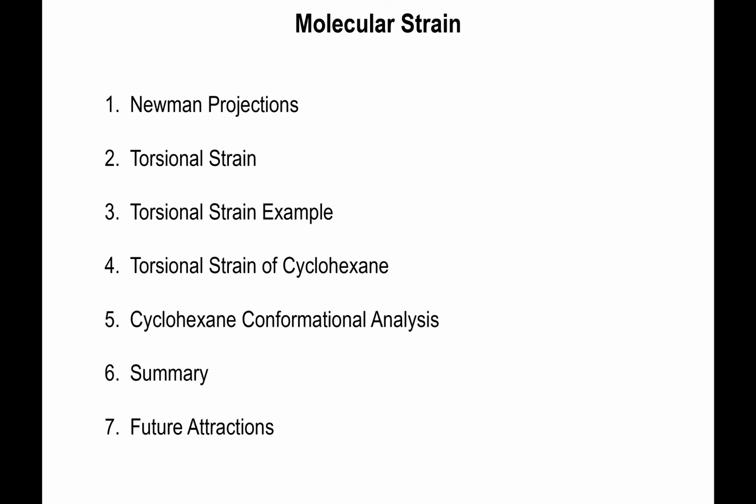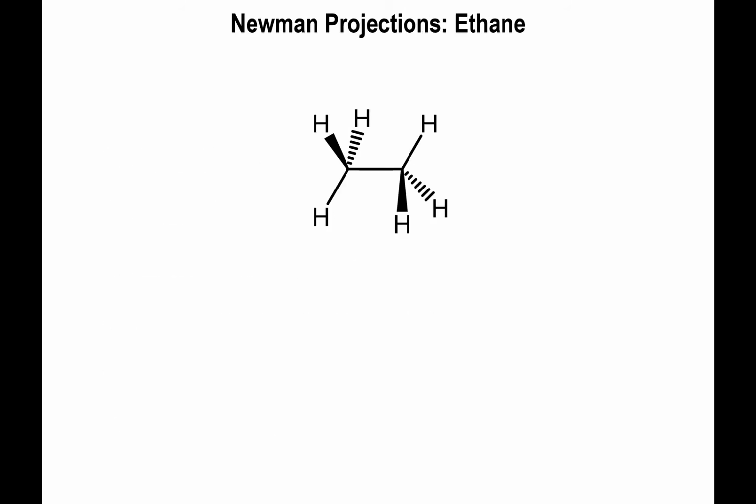Okay, we're back. Let's start by talking about Newman projections. The projections known as Newman, pretty much what they are is a look at a molecule from a very specific point of view. In particular, you look at a molecule like ethane in this case, notice how the hydrogens are positioned.